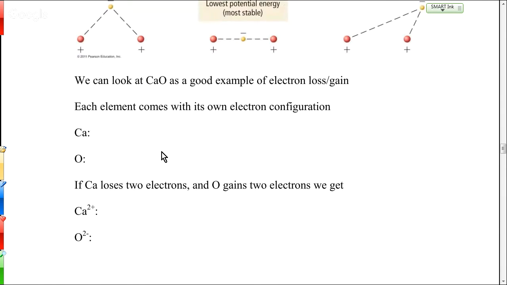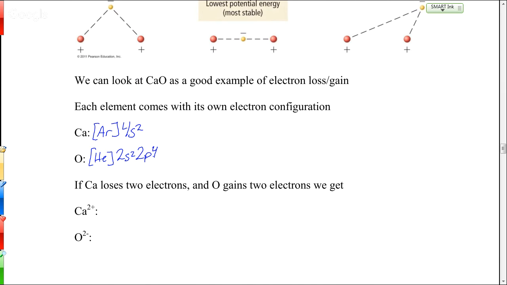So let's review our electron configurations again. What's the electron configuration of calcium? Neutral calcium? Yeah. Argon, 4s2. And what about oxygen? Yeah, go on. Helium. Yep. 2s2 2p4. Good. All right, so those are our electron configurations.